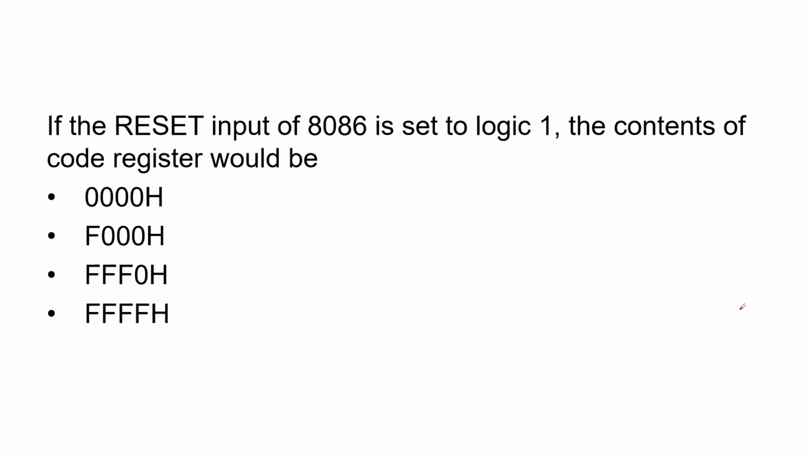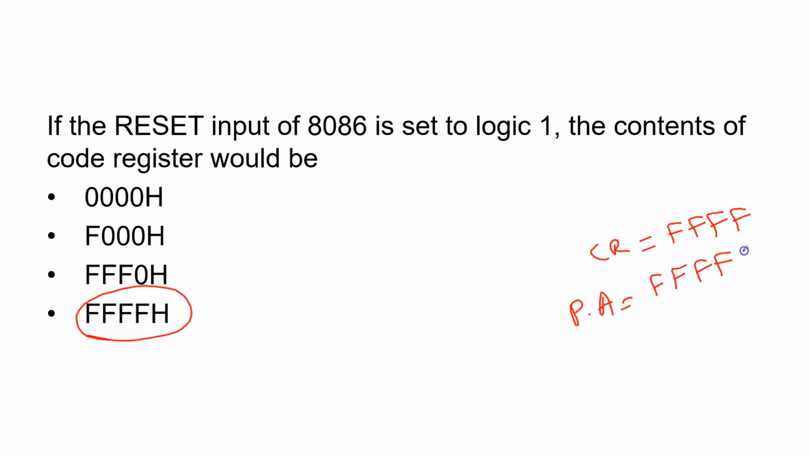If the reset input of 8086 is set to logic 1, the content of the code segment register would be FFFFH. This is the default value. The code segment register value will be FFFFH, and the physical address whenever we reset is FFFF0H. Both of these you have to remember. That is the default value whenever the reset pin is pressed.